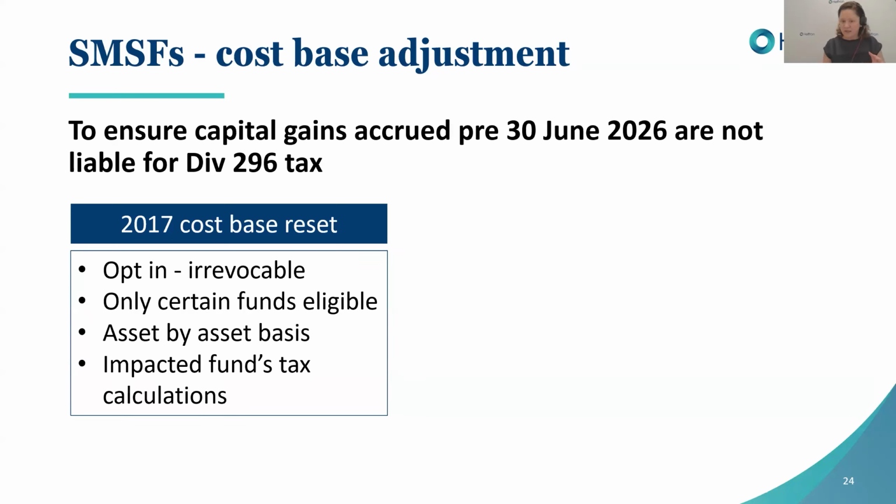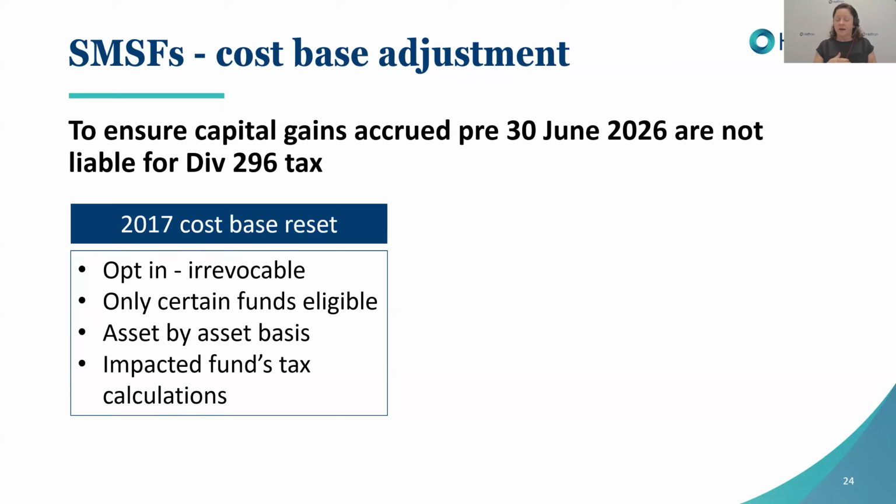I know 2017 was a while ago, but just to refresh your memory, it was an opt-in, but only certain funds were eligible. So you had to have been impacted by the introduction of the transfer balance cap rules or the fact that earnings on TRISs wouldn't be exempt anymore. Once you opted in, you could pick asset by asset which assets you wanted to reset the cost base of. And it impacted the fund's actual tax calculations because we were deemed to have sold the asset and bought it back for its market value at 30 June 2017.